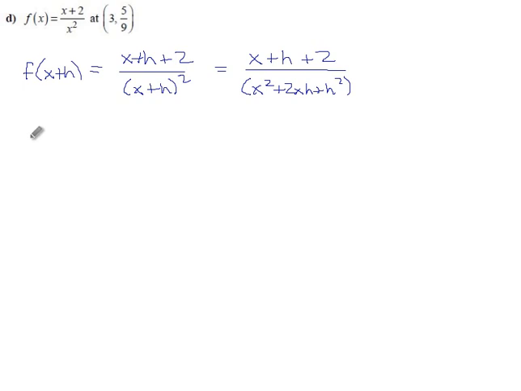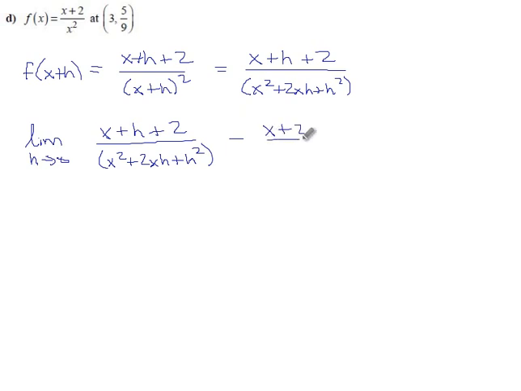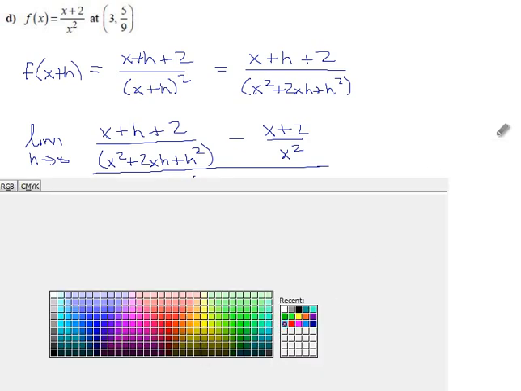Okay, so our derivative is the limit as h goes to 0, f of x plus h minus f of x, all over h. Two fractions must combine, common denominator.